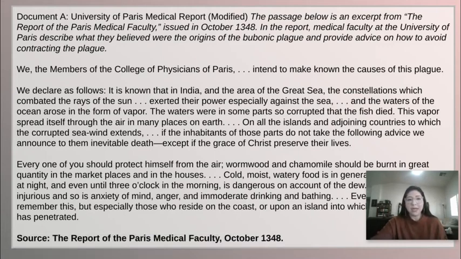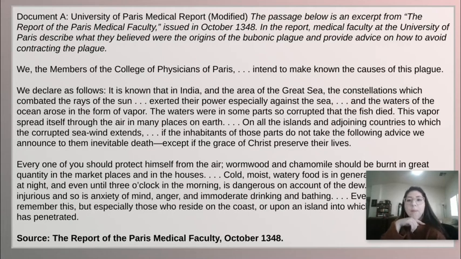So document A, as you can see from the top, is from the University of Paris. It's a medical report. So this is from a doctor, from someone in the healthcare profession. This passage below is an excerpt from the report of the Paris Medical Faculty issued October 1348. So we're in the middle of talking about the Middle Ages, 1348, right there in the Middle Ages.